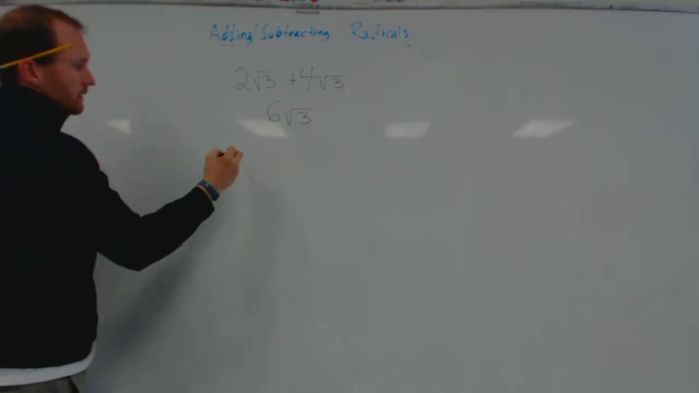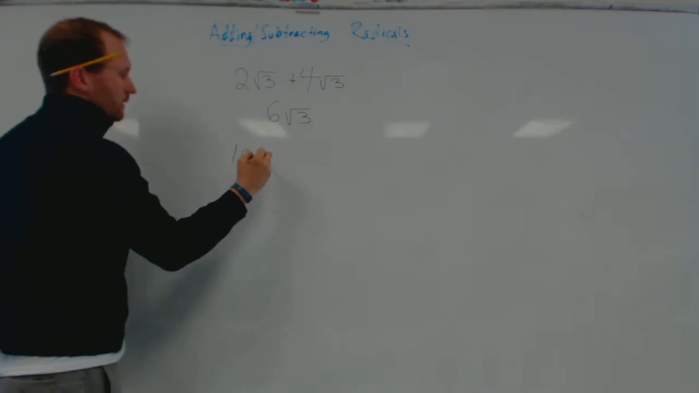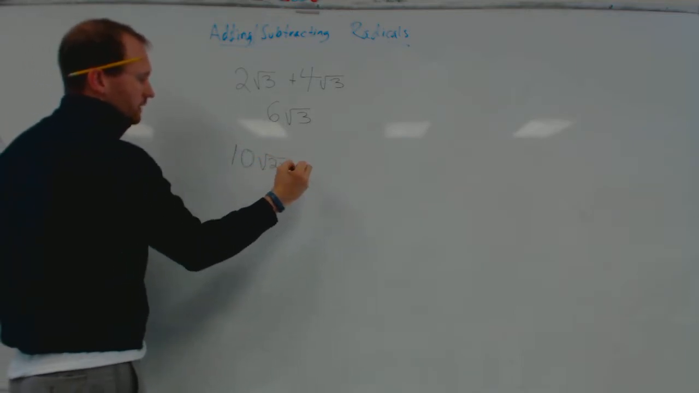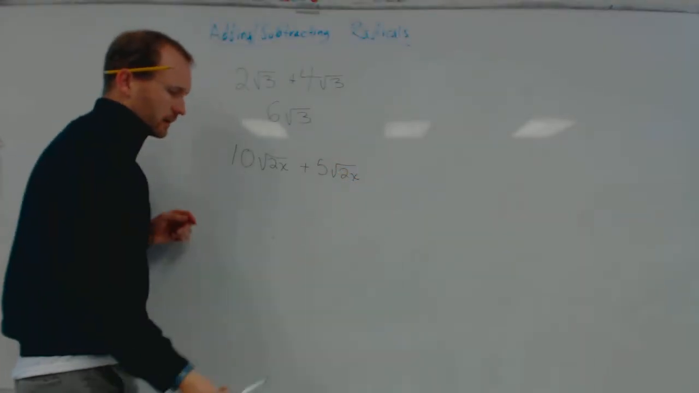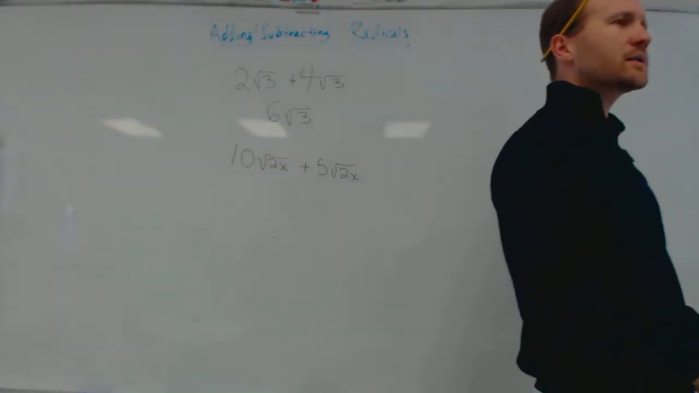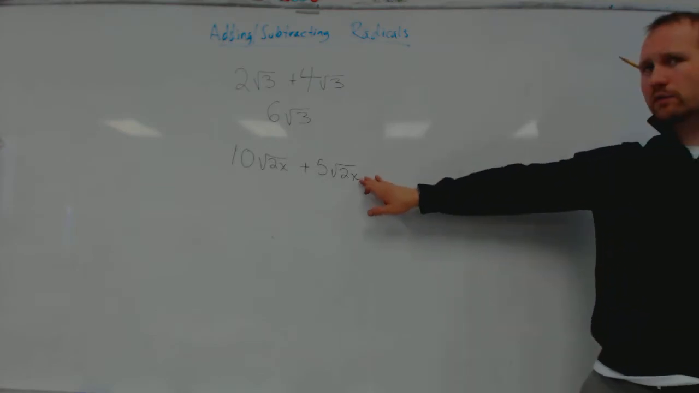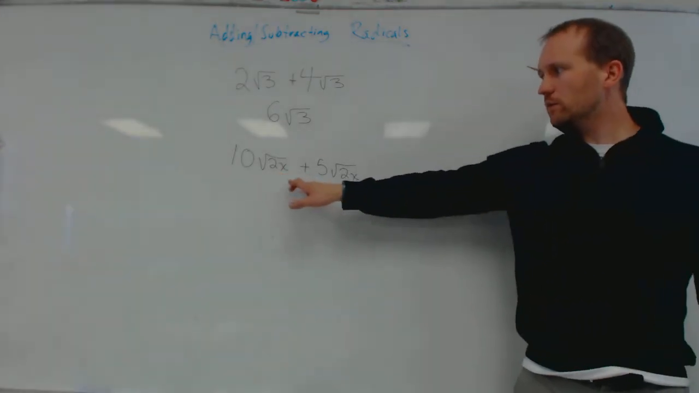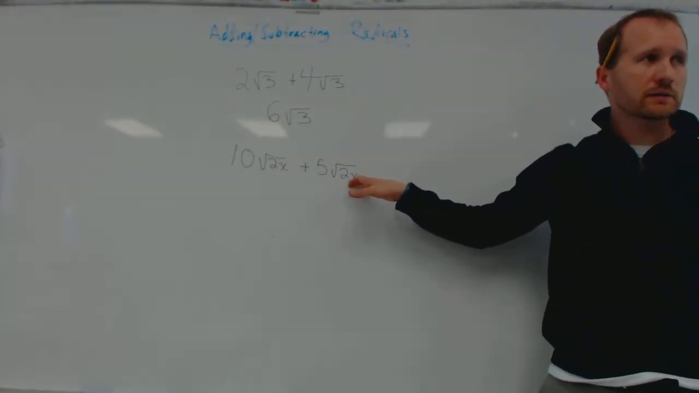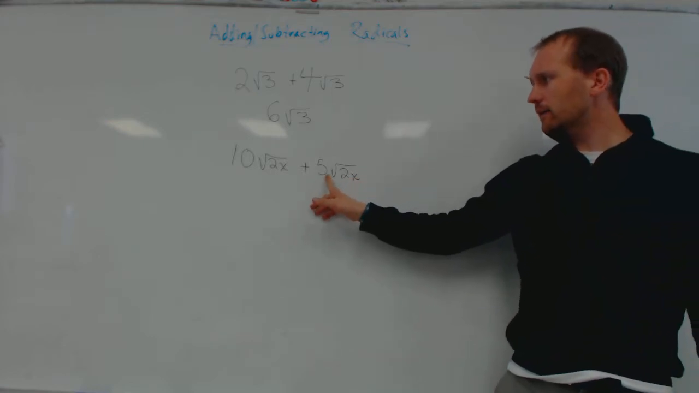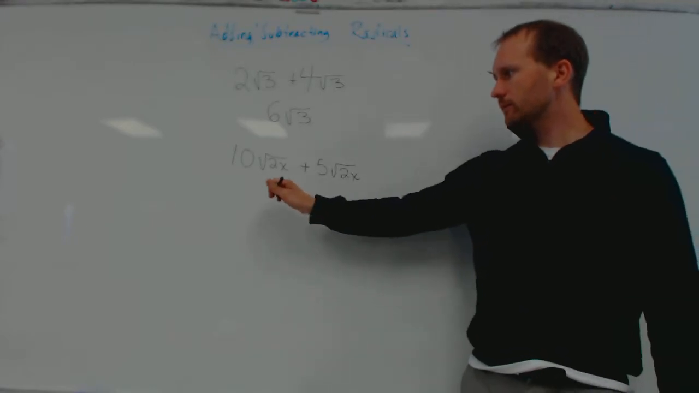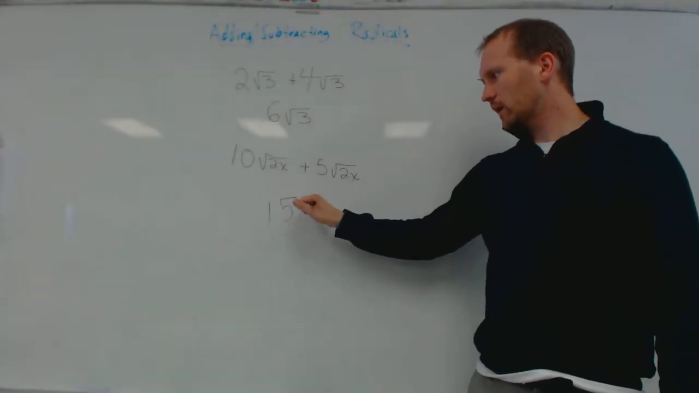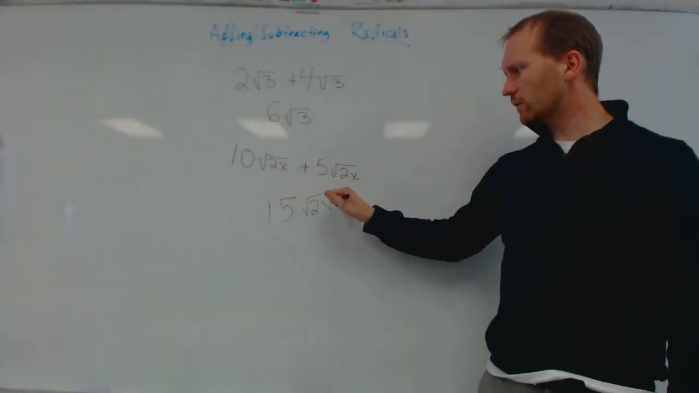What if I had this? 10 square roots of 2x plus 5 square roots of 2x. So again, first thing I check, do I have the same thing in my square root? Square root of 2x, square root of 2x. Yes, I do. Can I add the numbers in front? 10 plus 5? Yeah. 15. So I've got 15 square roots of 2x.